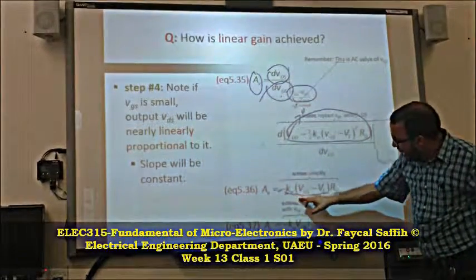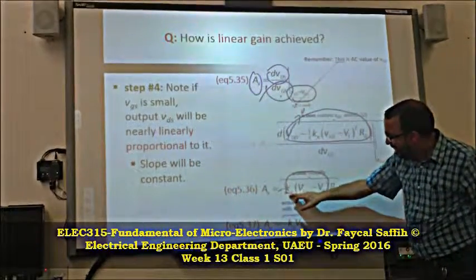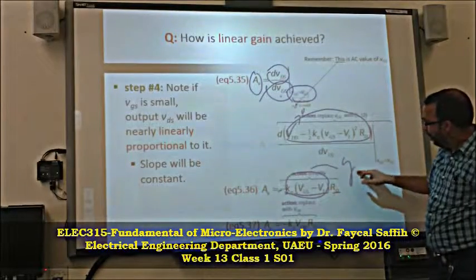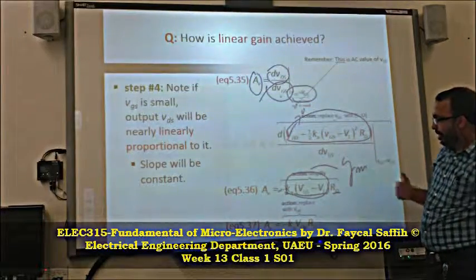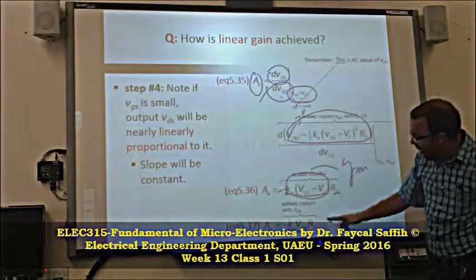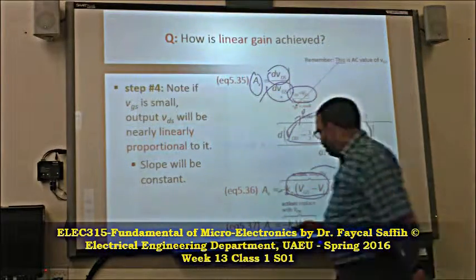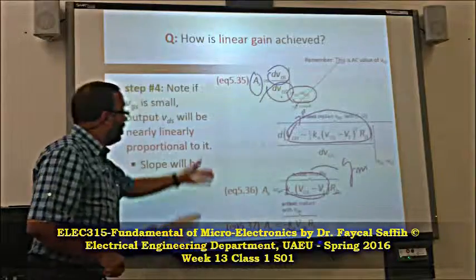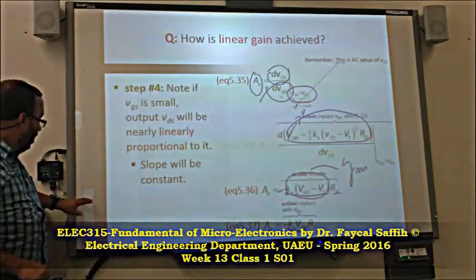We know this: Kn times the overdrive is Gm. So it's minus Gm Rd. This is Kn overdrive, which is Gm, so the gain is minus Gm Rd. Now it's important, and we can see that in the next slide.